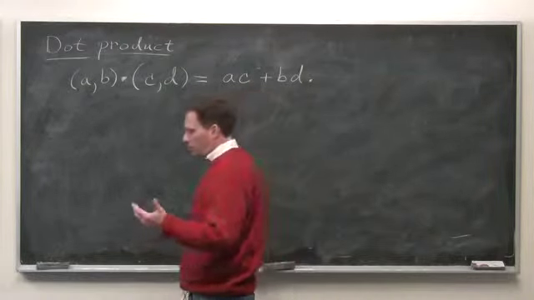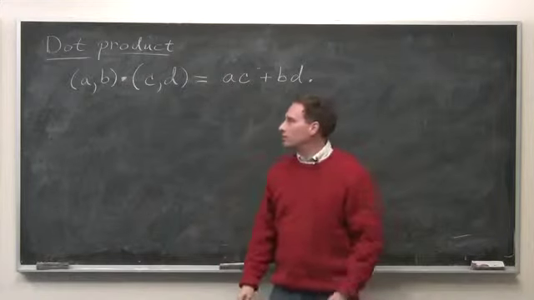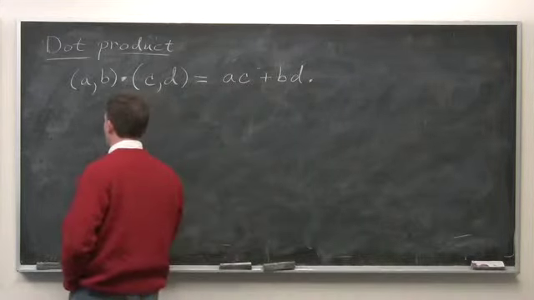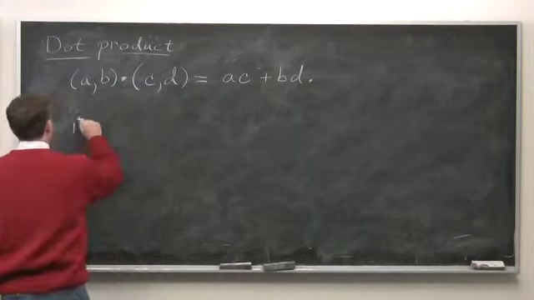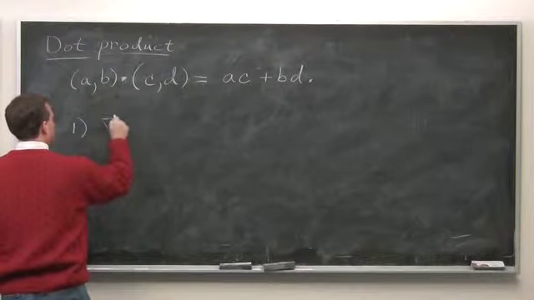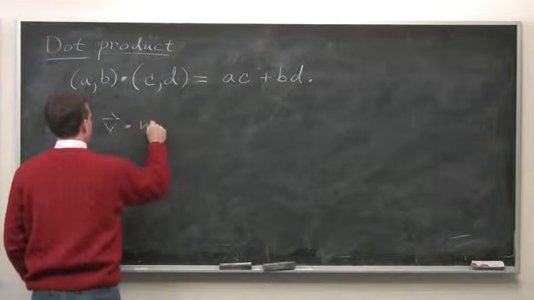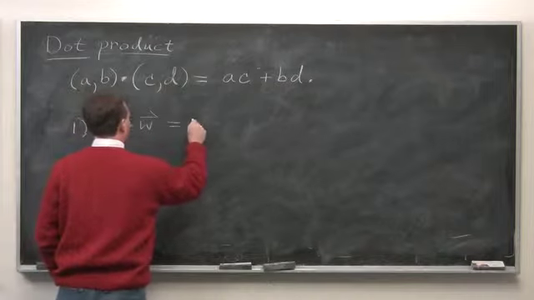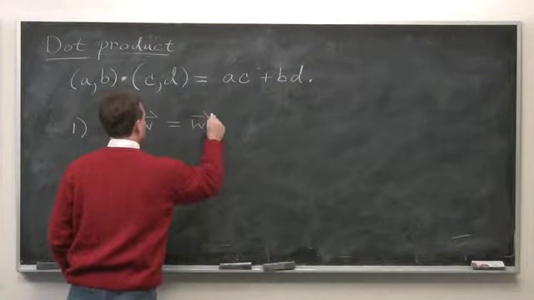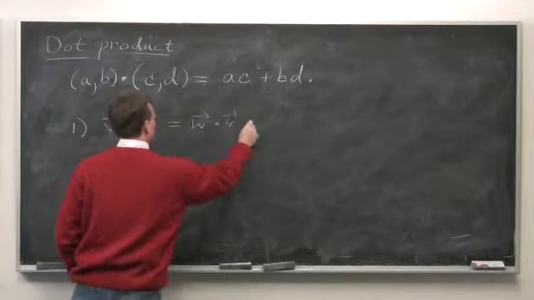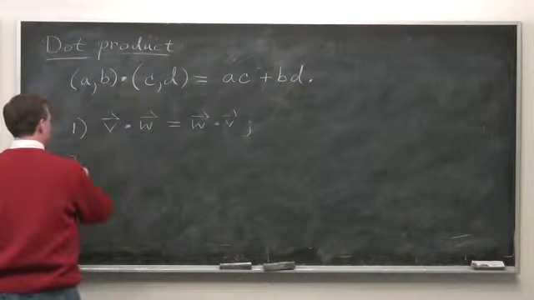It may be hard to believe that this is an interesting or a good operation. It has several nice properties. It's commutative, meaning that the dot product of two vectors, v dotted with w, is the same as w dotted with v. All of these are easy to verify.